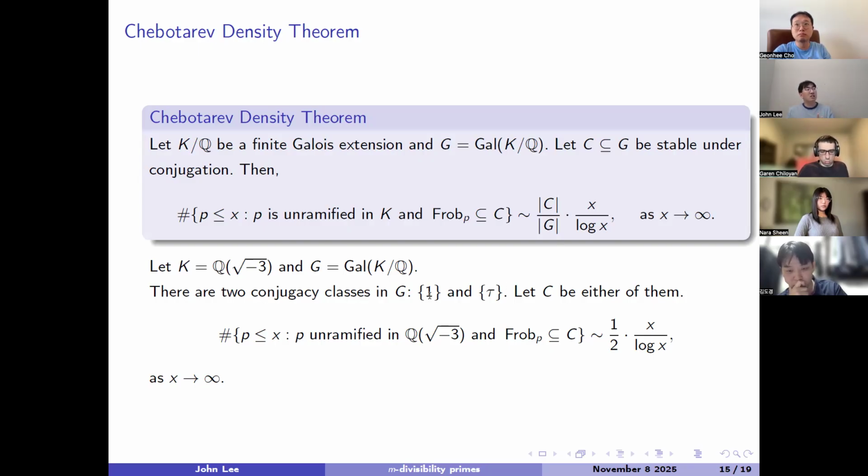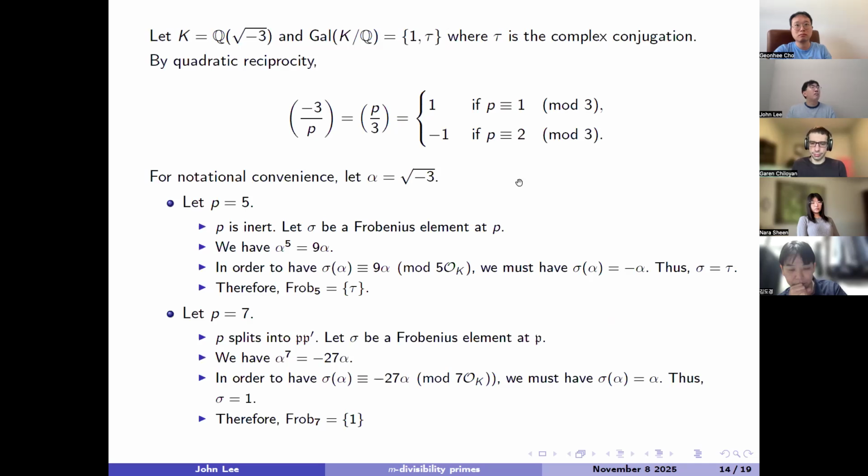So with the previous example, K is Q with square root of -3. There are two conjugacy classes, 1 and tau. And let C be one of them, either one of them. Then by Chebotarev's density theorem, that's roughly 1 over 2 times X over log X, because there are two elements in G, and each conjugacy class only has one of them, as X goes to infinity. And of course, that matches up with the prime number theorem in arithmetic progression. Because whether P splits or not, or whether rho P is complex conjugation or the identity, only depends on whether P is congruent to 1 mod 3 or 2 mod 3.